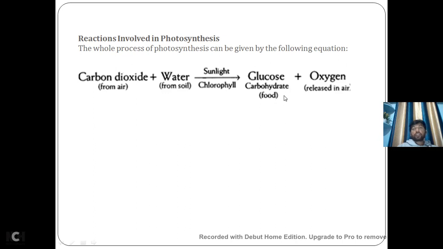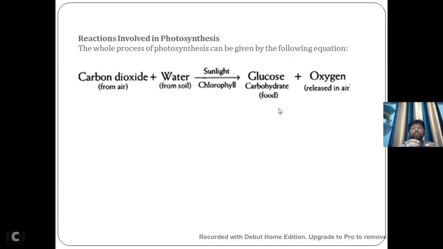When the glucose molecule is formed, it can't stay just as glucose. It is a simple sugar. It will be converted into a complex sugar, nothing but starch, which we are eating in the form of rice, wheat, right, bajra. All that contains starch, right? Where does that starch come from? It is a product of photosynthesis, right?